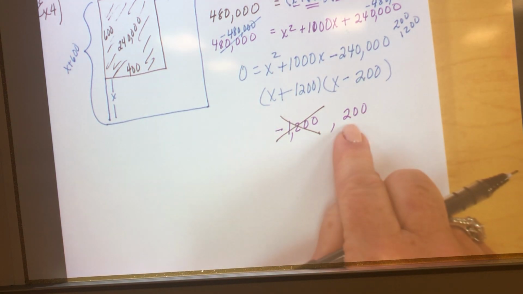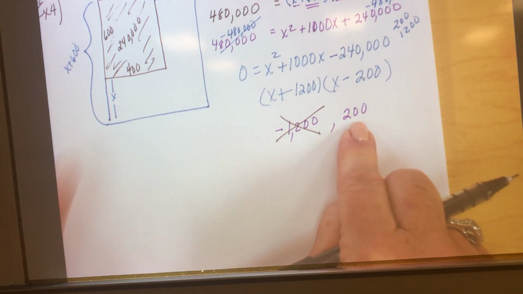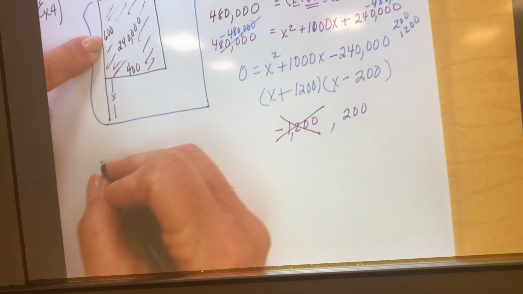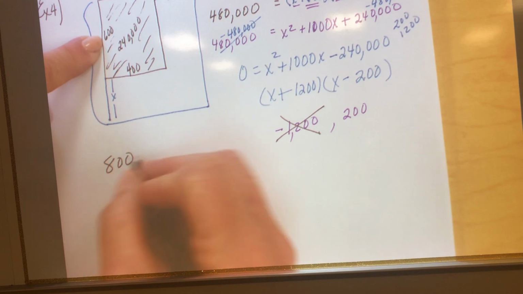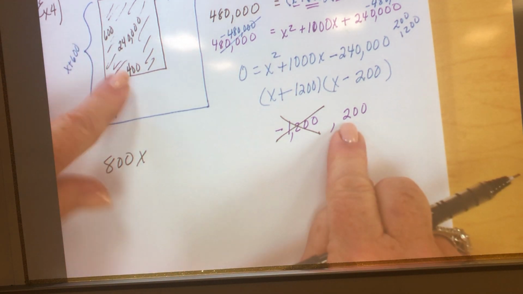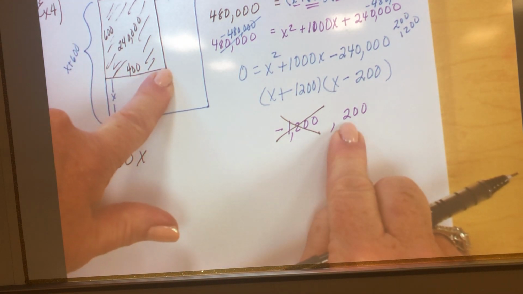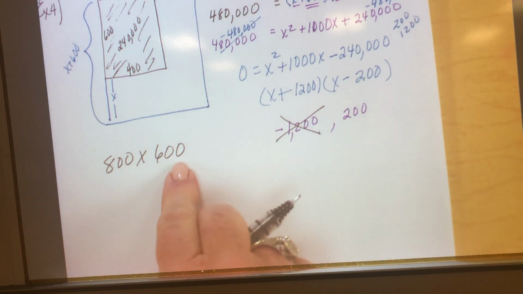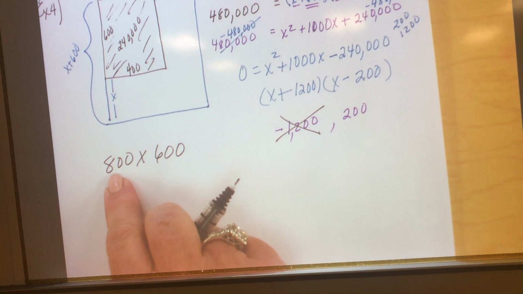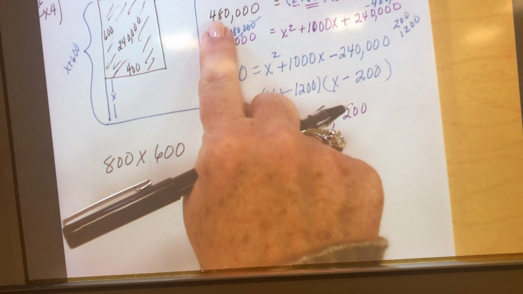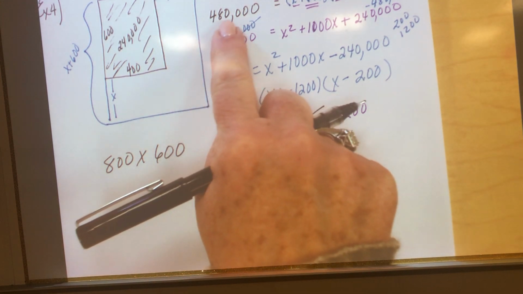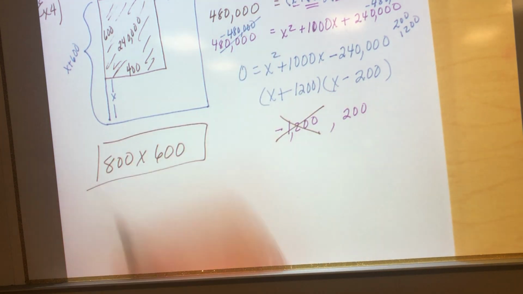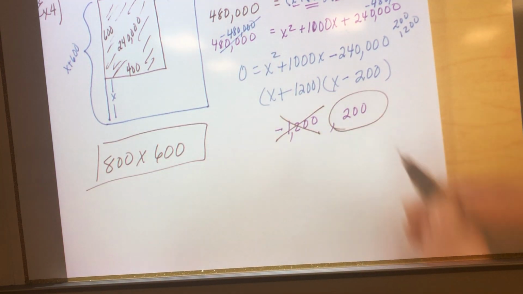What about 200? Does 200 make sense? Can you add 200 yards to 600? Yes. What would that be? 800. Can I add 200 yards to 400? Yes. What would that be? 600. 800 times 600. What's 6 times 8? 48, and 4 zeros. So this would be the dimensions of my field, and this would be how much?